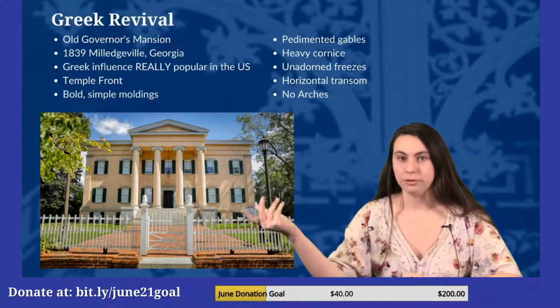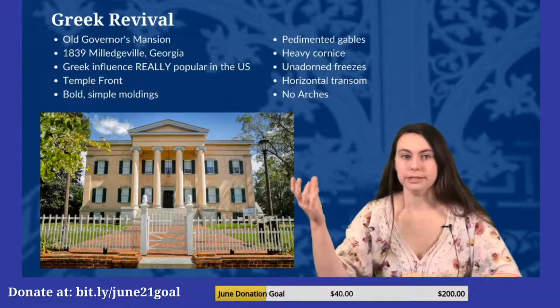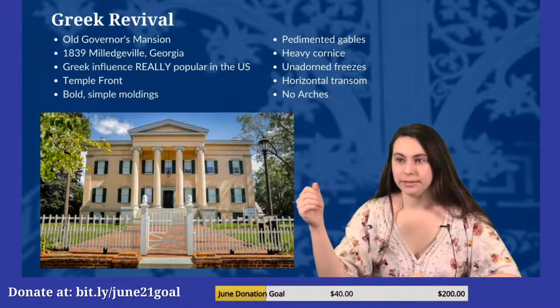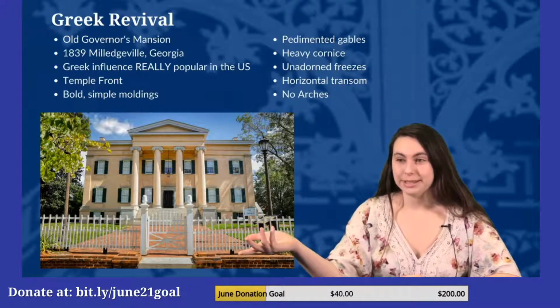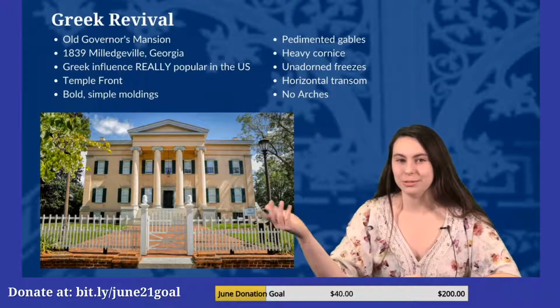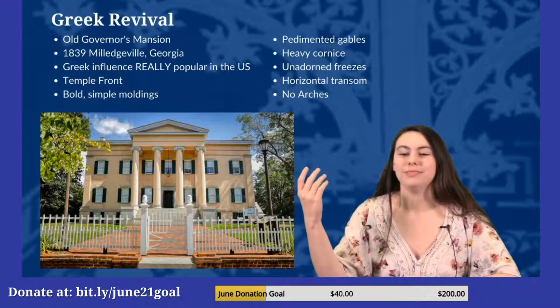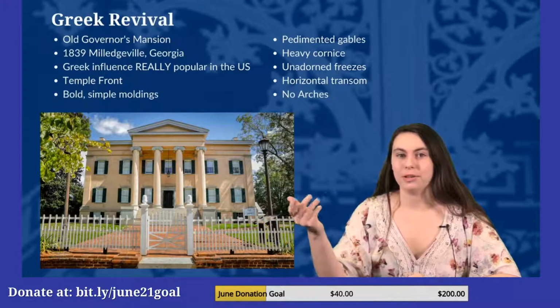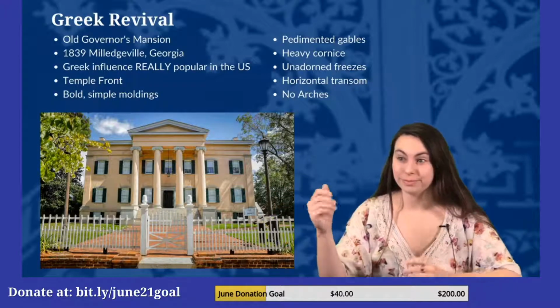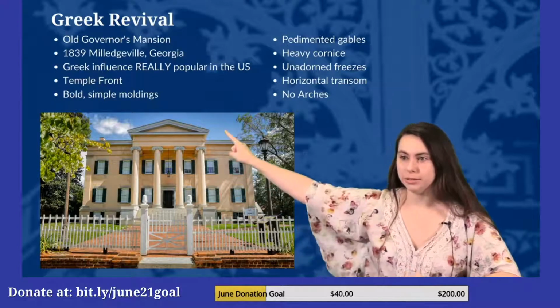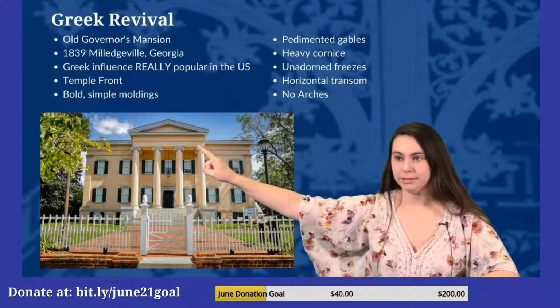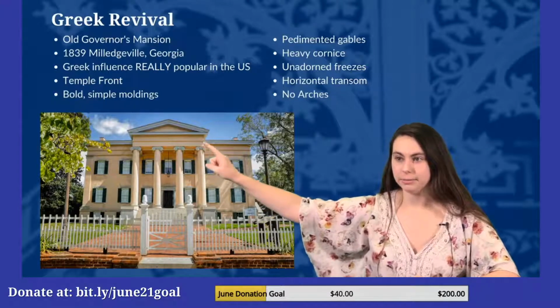In Greece, it could have been adorned. Sometimes they had statues and different things going on there. But again, this is America recreating the ruins of Greece, and a lot of times those decorative features had broken off and were no longer there. The horizontal transom, which is also part of the pediment, so there, that's the transom.